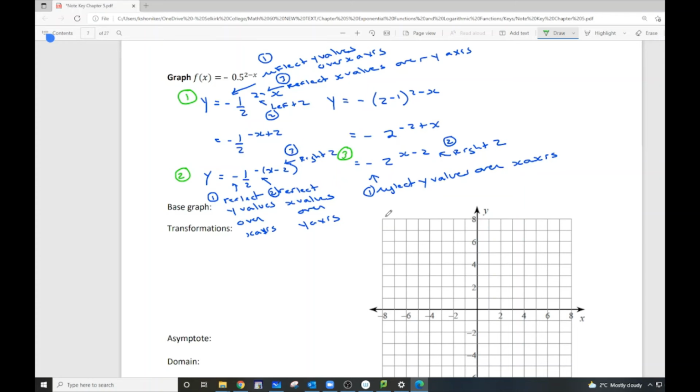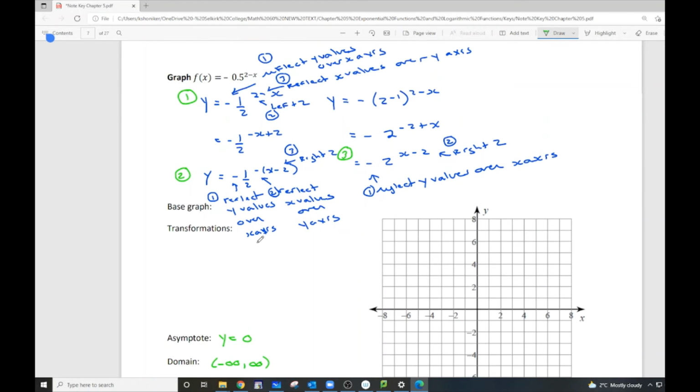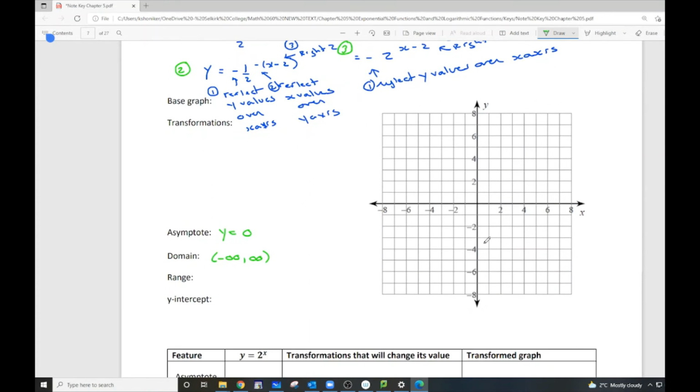So asymptote, is there anything moving this graph up and down? No. So my asymptote, I'm expecting it to be y equals 0. Domain, well, it's always negative infinity to infinity. And then my range, is there anything weird happening here? Well, I have this reflection of the y values over the x-axis. So what that's going to do is, instead of my range being 0 to infinity, it's actually going to be 0 down to negative infinity, because there's a reflection of the y values over the x-axis.